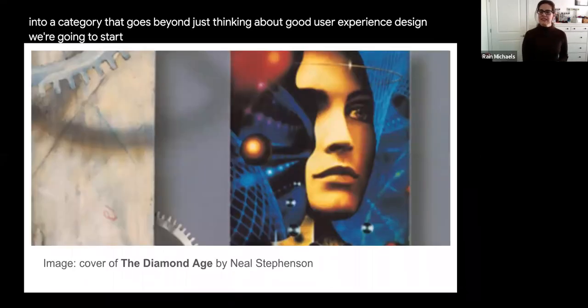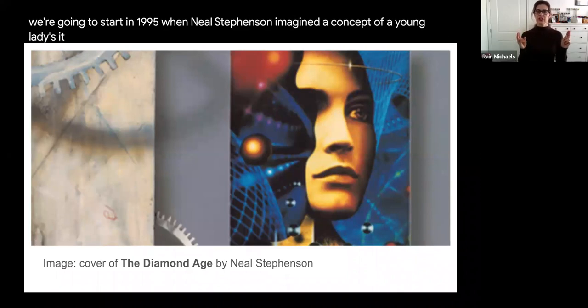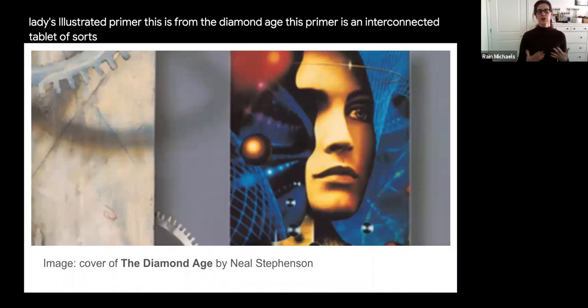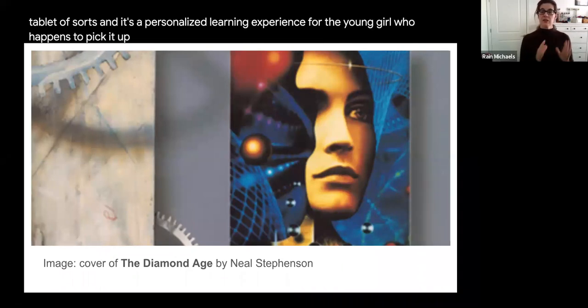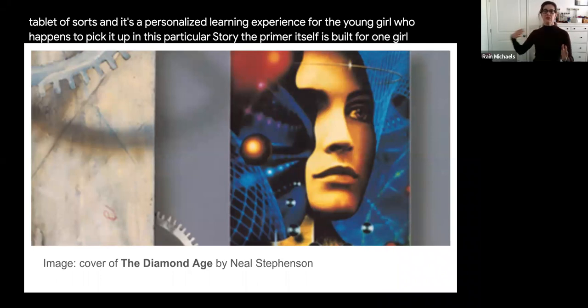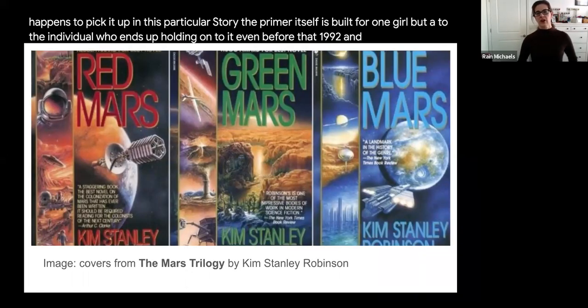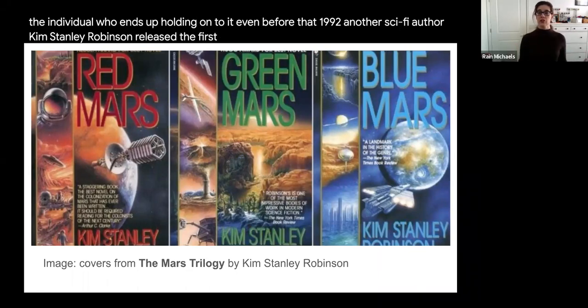We're going to start in 1995 when Neil Stephenson imagined a concept of a young lady's illustrated primer. This is from The Diamond Age. This primer is an interconnected tablet of sorts, and it's a personalized learning experience for the young girl who happens to pick it up. In this particular story, the primer itself is built for one girl, but a different style of picking it up, and the primer is able to adjust to the individual who ends up holding onto it.